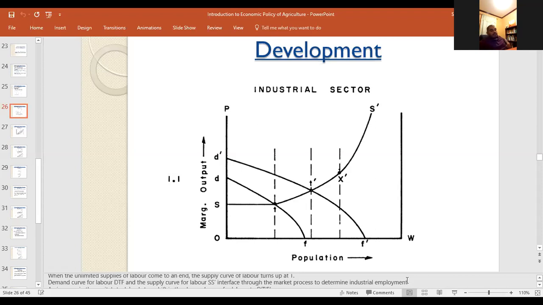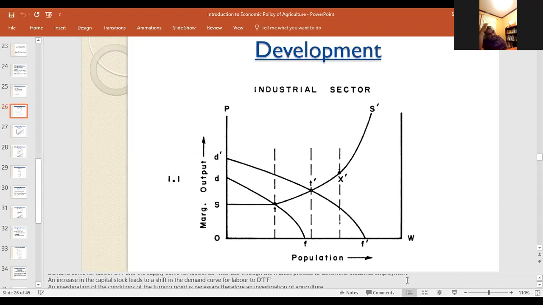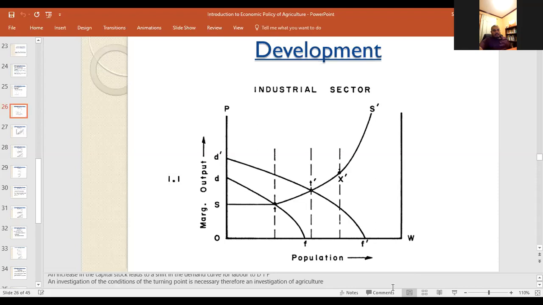Now, as we said in previous slides, the increase in capital stock leads to a shift in the demand, an outward shift in the demand curve from DTF to DTF star, or DTF apostrophe, which causes that expansion in the economy. So obviously, as the economy begins to expand more and more, the demand for labor will increase more and more, and this is as a result of labor being a derived demand. So an investigation of this turning point is absolutely necessary.